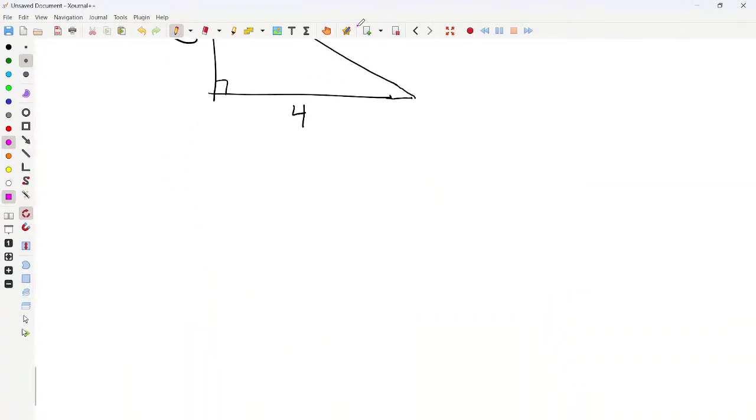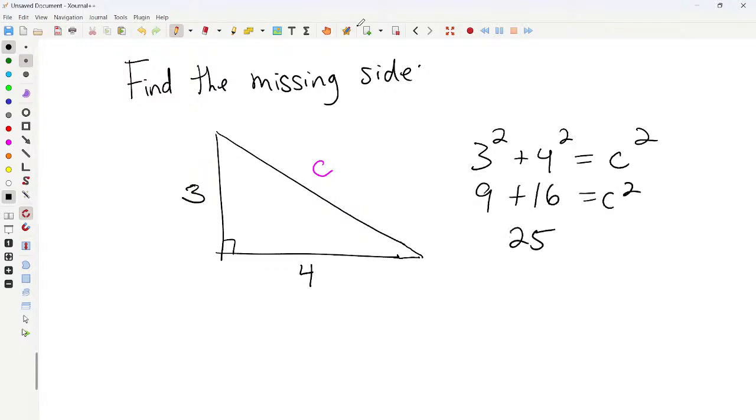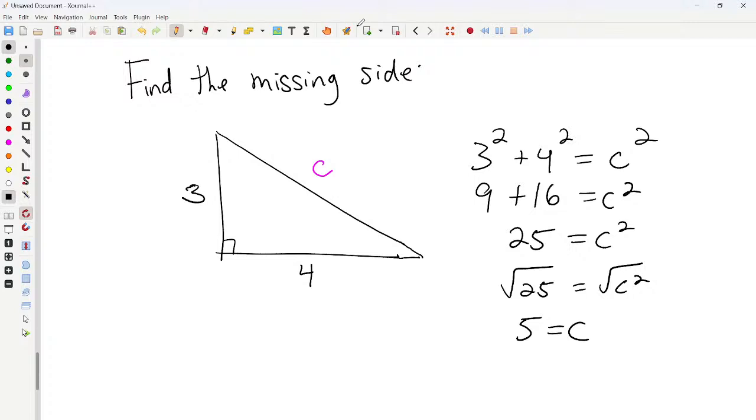If C is the hypotenuse, now I put a C in there, then the Pythagorean theorem says 3 squared plus 4 squared equals C squared. And 3 squared we know is 9, or a calculator would tell us that. 4 squared is known as 16. Make sure you do exponents before you add the numbers. It's not 7 squared. That's 25. We take a square root of both sides to undo exponents of 2. And our missing side, the hypotenuse in this triangle, is 5. Yay!